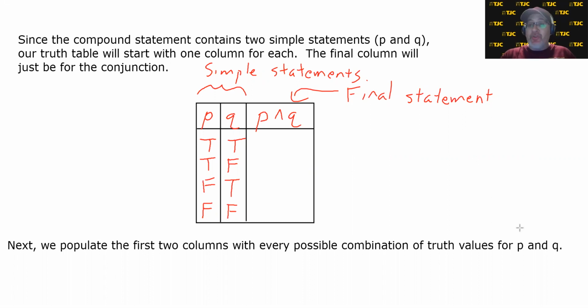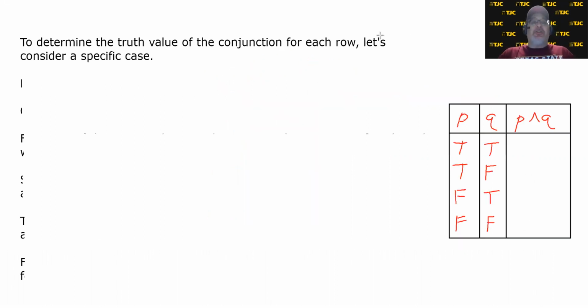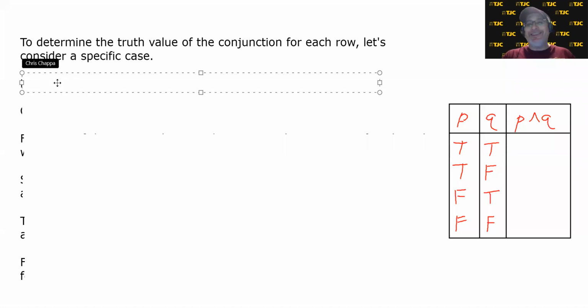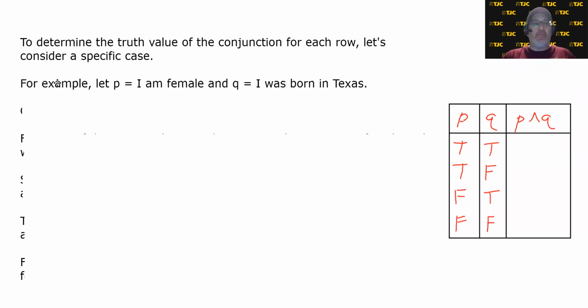We have 4 rows, so we'll have 4 decisions to make. All right, to determine the truth value of the conjunction for each row, you'll notice I have the table over here already. To determine the truth value of the conjunction for each row, let's consider a specific case. In other words, let's assign statements to P and Q.